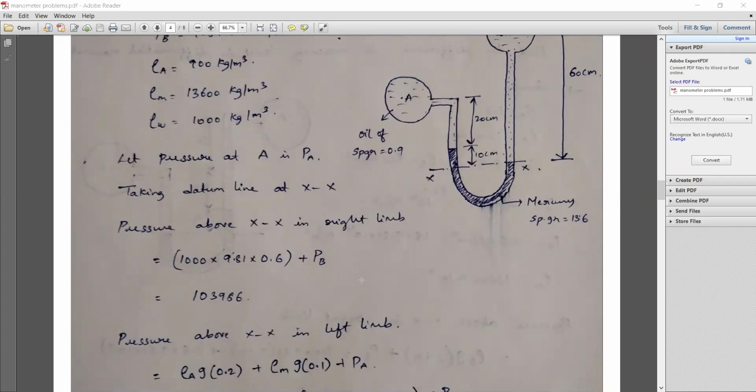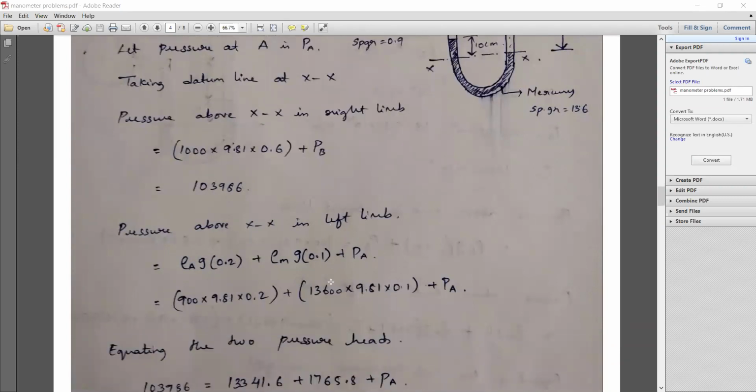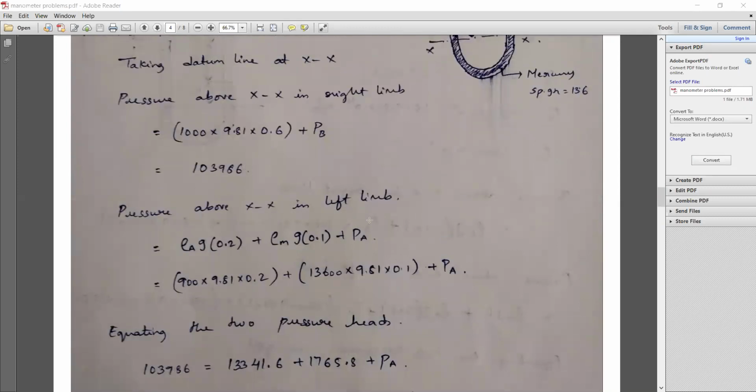Right. So now what will you do after this? Equating the pressure, the next point you can write: by equating the pressure above the datum line in the left and right limb, we get this term. Equate both. So 103,986 is equal to these terms. Multiply all these terms, 900 into 9.81 into 0.2 and these left limb pressures. So you'll get one equation like this. From that you find PA.